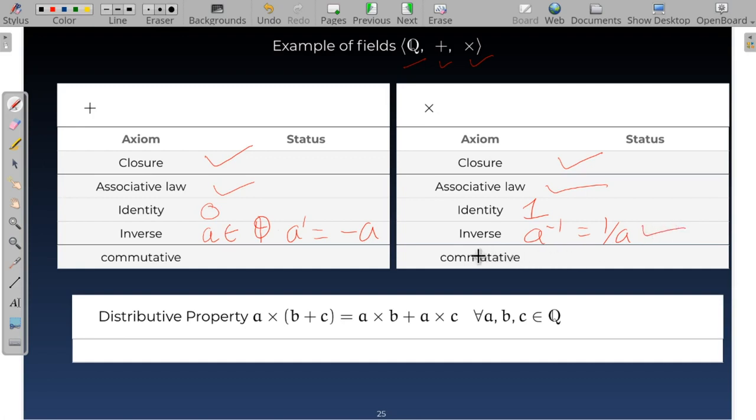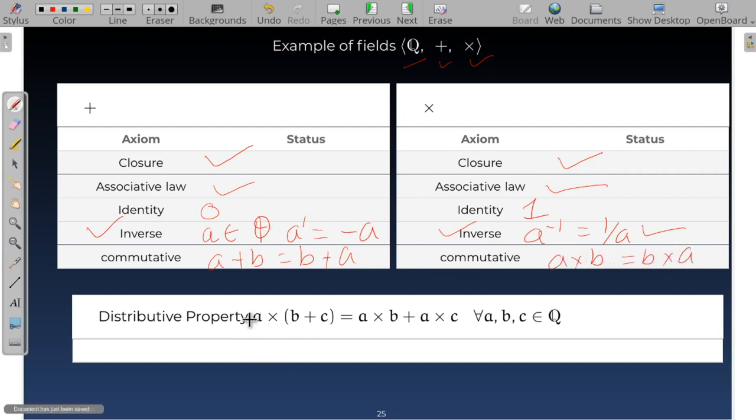So this is also going to satisfy. So inverse exists for both of these cases. Now it is also going to be commutative. There is no problem. A plus b is going to be equal to b plus a, and a times b is also going to be equal to b times a. So commutative is also there.